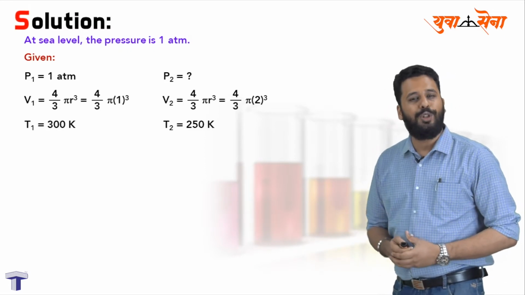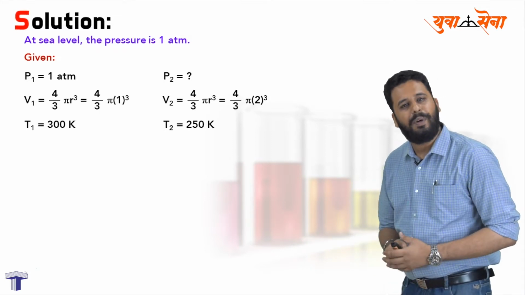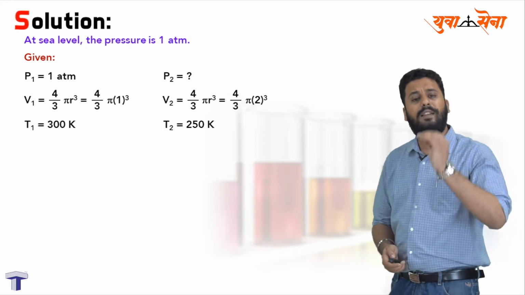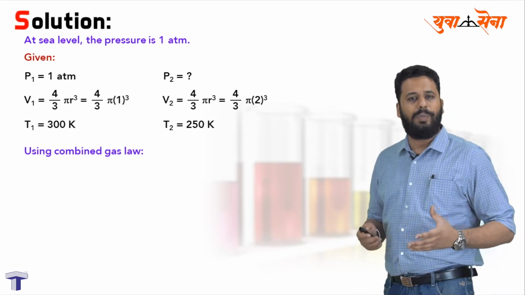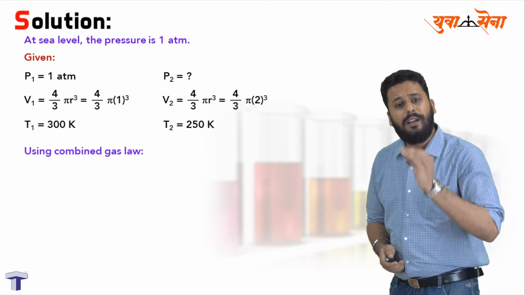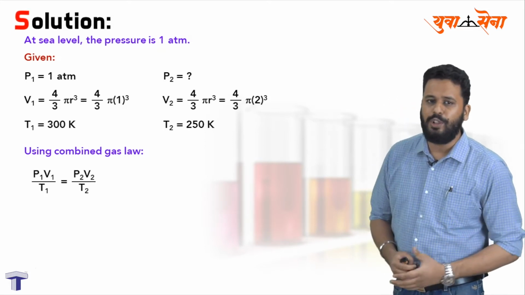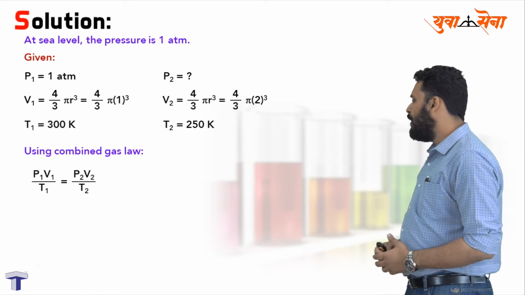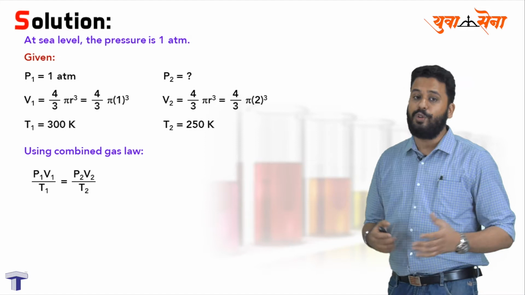So what are we going to use here? Which equation do you think we will use? Very simple. हम यहाँ पर कौन सी equation use करेंगे? We will use the combined gas equation, that is combined gas law भी इसको हम लोग कहते हैं. That is P1 V1 upon T1 is equal to P2 V2 upon T2. This is the equation that we are going to use here.